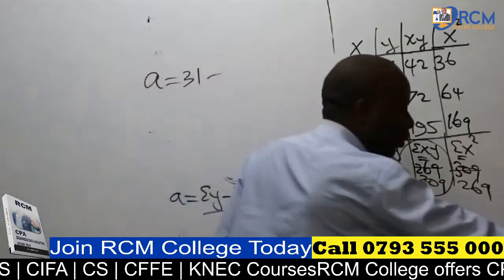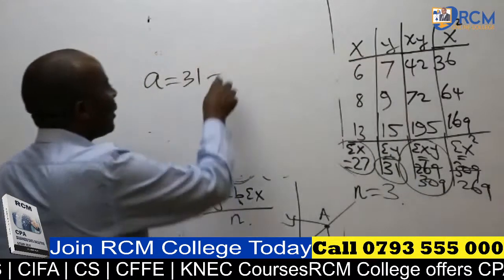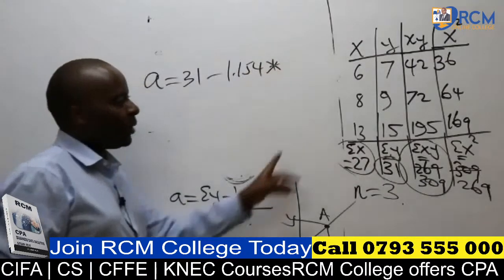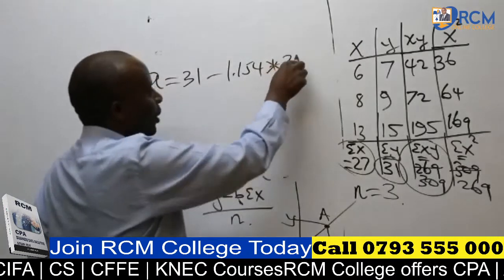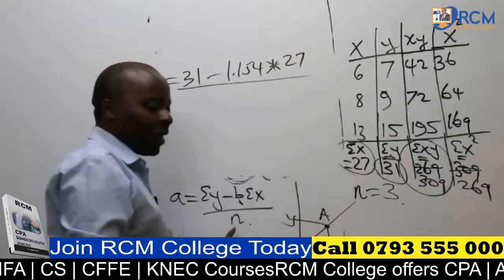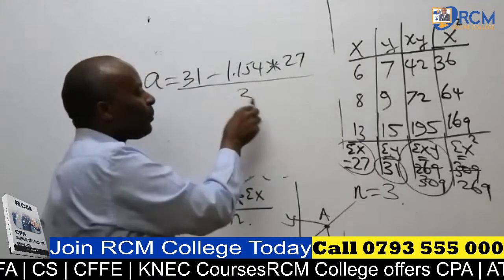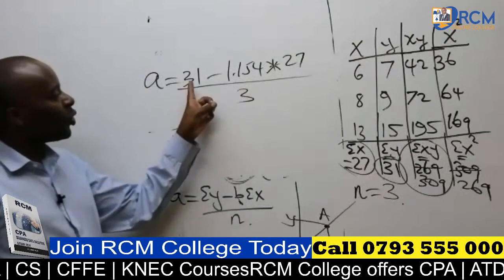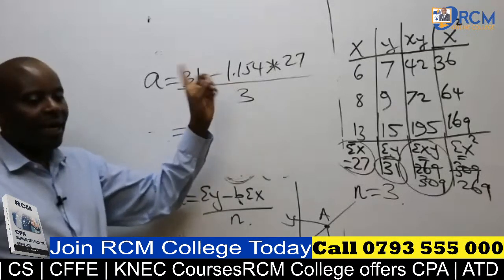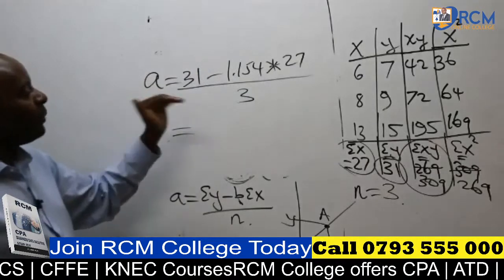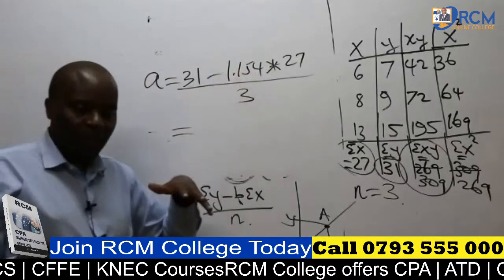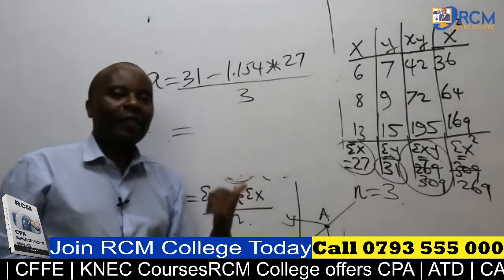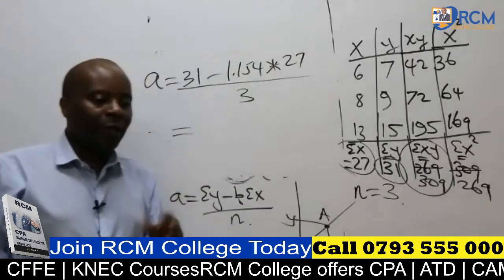The value of B that we got, ladies and gentlemen, was 1.154 times summation of X. Summation of X happens to be what here, somebody? 27. Everything got to be divided by N, which is 3. So here you have to be very careful. Please pick the numerator alone. Remember, body mass tells you that this over is like brackets. So if it's like brackets, ensure that first of all you evaluate the numerator value and then the denominator value separately, and then you go ahead to give us the quotient.